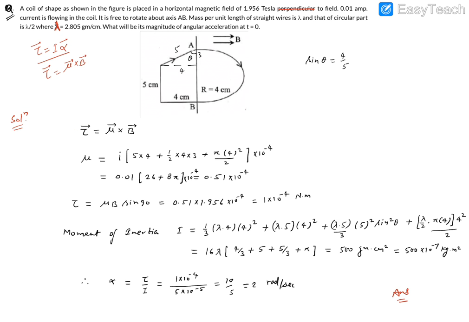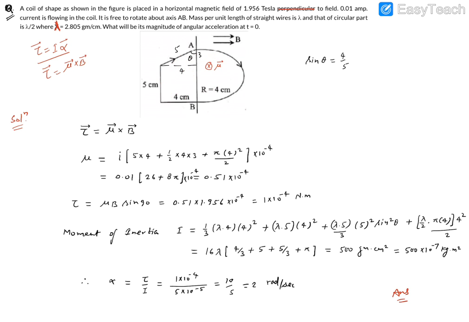So first of all we need to find the mu, which is the magnetic dipole moment. For a closed loop it is I into area, so mu is equal to I into area. This entire area will be pointing into the screen, so mu will be pointing into the screen. And if you need to find the entire area, we can divide it into three segments. One is this rectangle, another is this triangle, another is this semicircle.